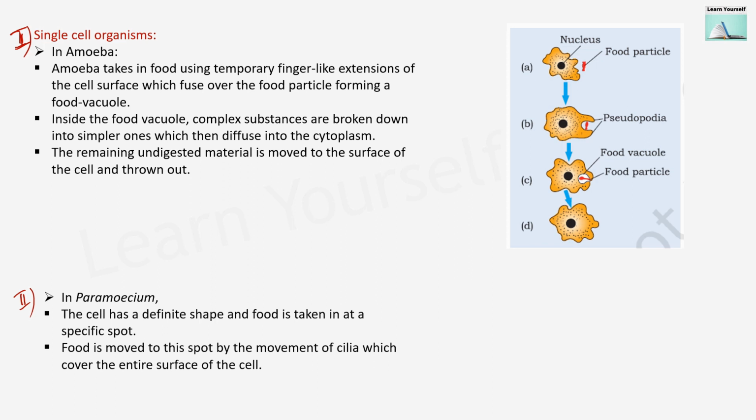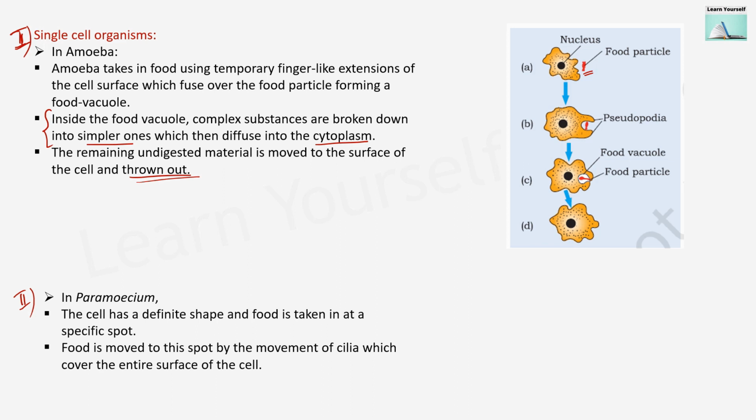Now, as we can see in the figure, this is a food particle, then it will extend its pseudopodia. Pseudopodia means false arm, and then it will take the food particle into its cytoplasm, and then it will engulf it. Inside the food vacuole, complex substances are broken down into simpler ones, which then diffuse into the cytoplasm. So this is the method by which it will absorb the food particle. First it comes into the food vacuole, then complex substances break down into simpler ones, and then they get absorbed into the cytoplasm. The remaining undigested material is moved to the surface of the cell and thrown out of the organism's body. So that is how, via pseudopodia, the amoeba absorbs and takes the nutrition.